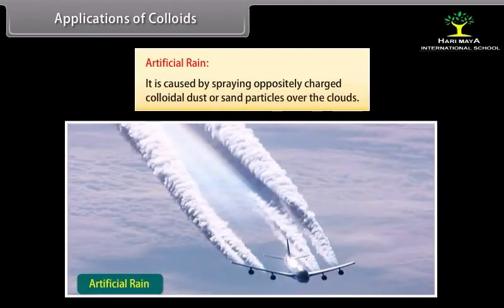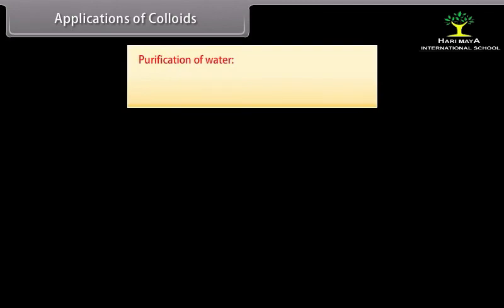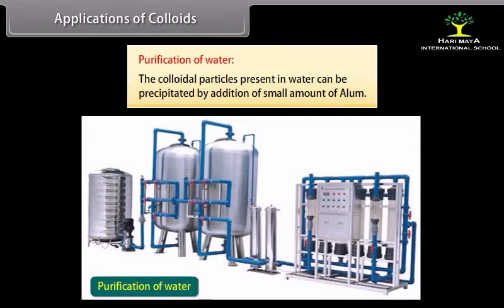Artificial rain. It is caused by spraying oppositely charged colloidal dust or sand particles over the clouds. The colloidal water particles of the clouds get neutralized and coagulate to bigger water drops which cause artificial rain. Purification of water. The colloidal particles present in water can be precipitated by addition of a small amount of alum. The Al+3 ions furnished by alum help in coagulation of impurities which are present in the colloidal form.